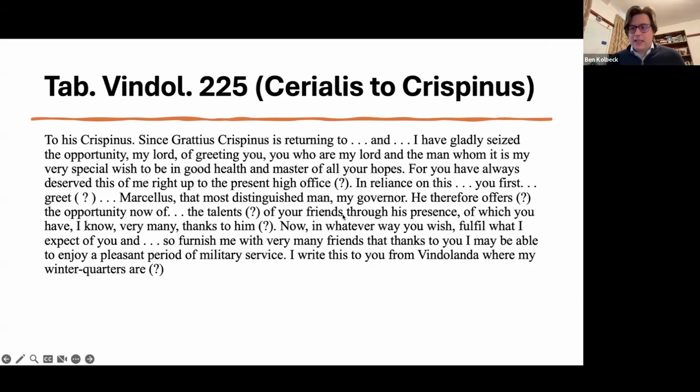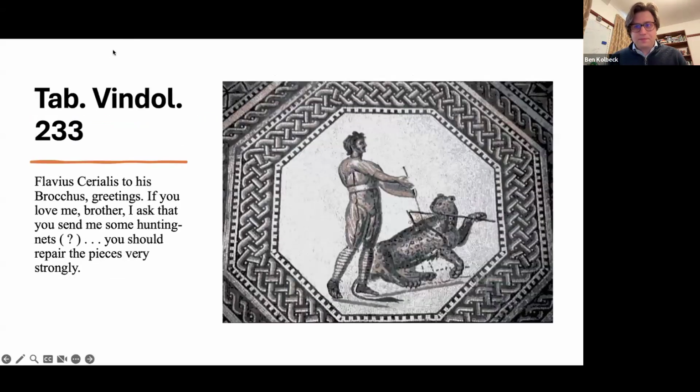So I'm not sure Cerealis would have been too happy for us to still be able to see this slightly grasping letter now that he wrote to a more powerful person, asking, please help me, make sure my name is known in high circles. And the subtext, I think, is hopefully this posting in Northern Britain doesn't last too long and I can go somewhere else nicer soon. But we see the dynamics of social advancement amongst the ruling class in this period.